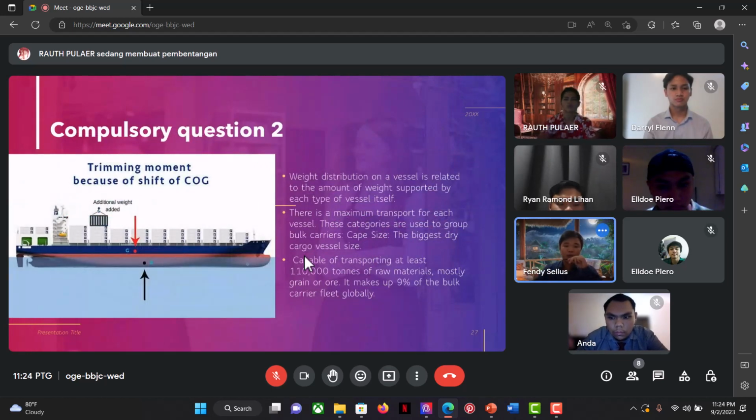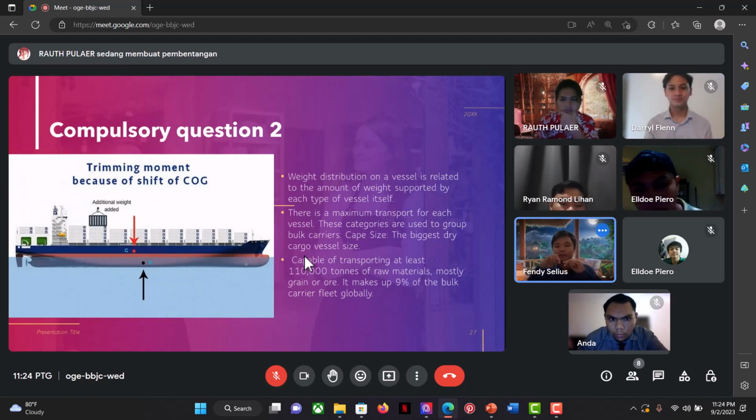Number 3 is without stabilization of vessel, which leads to the amount of rolling by each type of vessel. The maximum turns of each vessel, categorized by group and capsize, the bigger dry cargo vessels. Next.